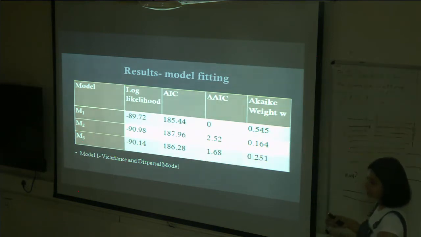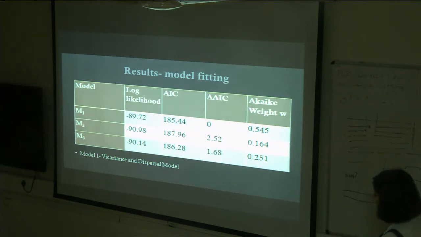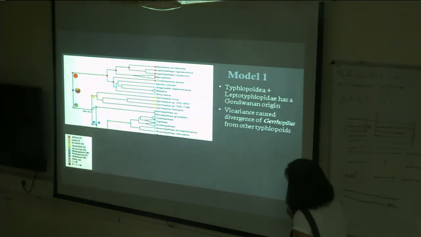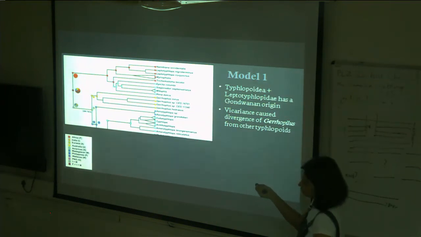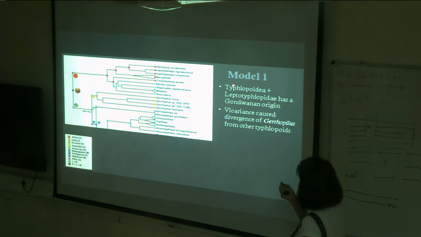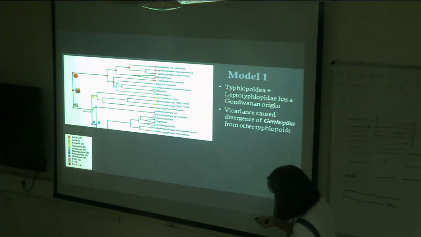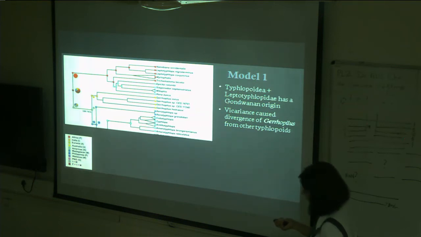But I'm going to go over the results of the 3 models and also explain why we didn't just go by the stats. The results also make more sense because of this for the first model. So from model 1, we saw that, I also used an outgroup or a sister group, which is thread snakes. And it showed that Typhlopoidea, which is the superfamily, and Leptotyphlopidae, they had a Gondwanan origin because the ancestral area was Africa, India, Madagascar.